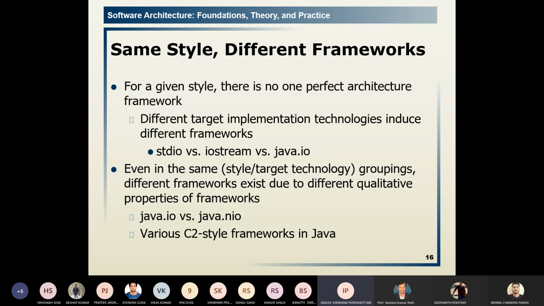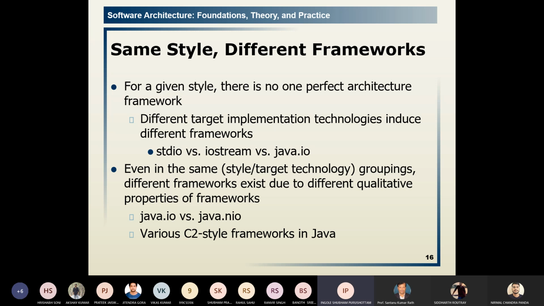We have the same style, different frameworks. For a given style, there is no one perfect architecture framework. We have selected some architecture style, but it's not necessary that there will be one perfect framework for that architecture. Different target implementation technologies induce different frameworks. So for different technologies, there will be different frameworks for doing the same thing. Here for standard input output, we have standard IO, IO stream, and Java IO for Java technology. All these are standard input output frameworks.